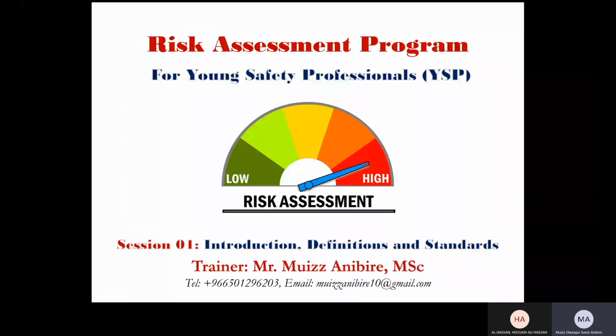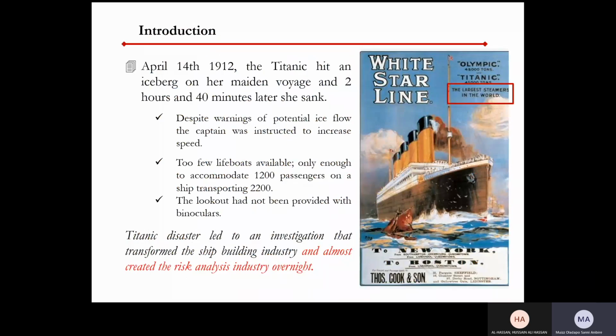So let's talk about the first session, where we're going to talk about introduction, definitions, and some standards. When we talk about risk assessment, people identify one of the earliest case studies as coming from the Titanic. The Titanic was one of the largest steamers in the world when it was built in 1912. It sailed in 1912, but after just 2 hours and 40 minutes, it hit an iceberg. That's a huge volume of ice in the ocean.